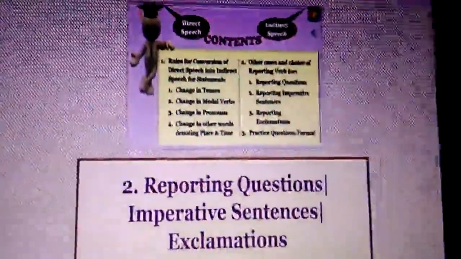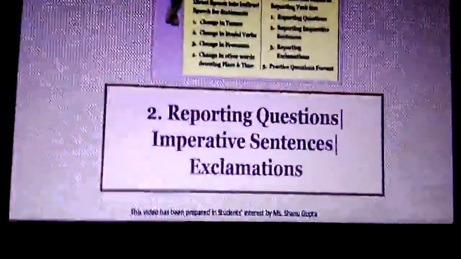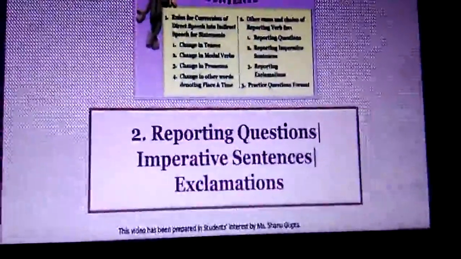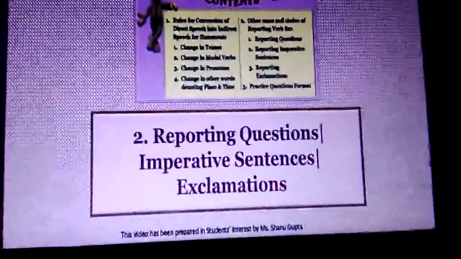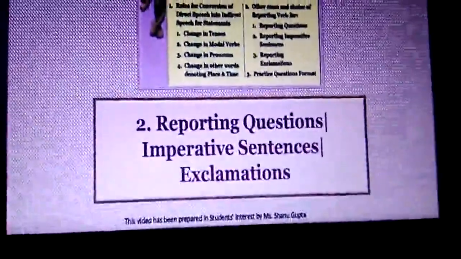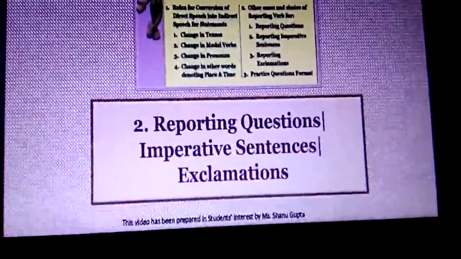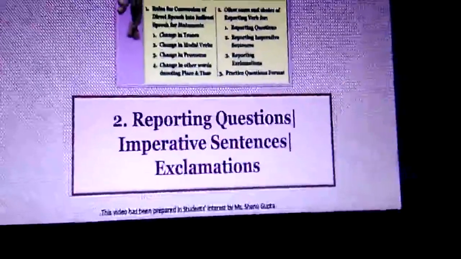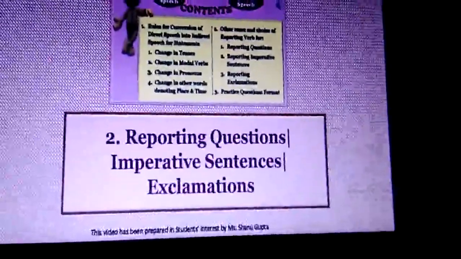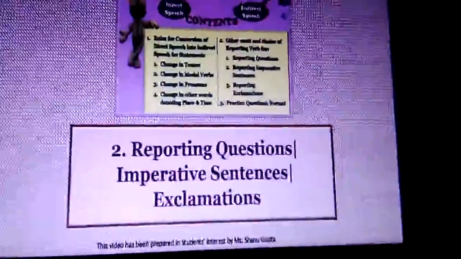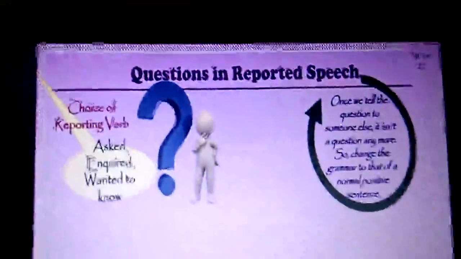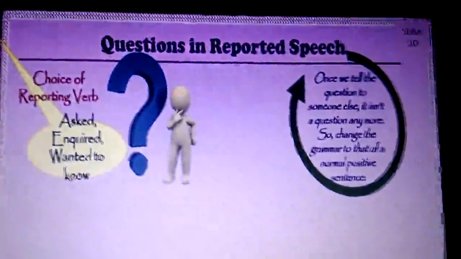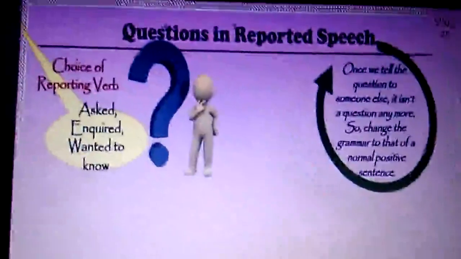Now see here, the second thing is reporting questions. Whatever changes we have discussed so far are all related to statements. Now we take question forms. We have other kinds of sentences also: interrogative sentences, imperative sentences, and exclamatory sentences. When such sentences come in direct speech, how does the conversion take place? Here we'll first take questions. That means when a question comes in direct speech, how do we change that question into indirect speech.